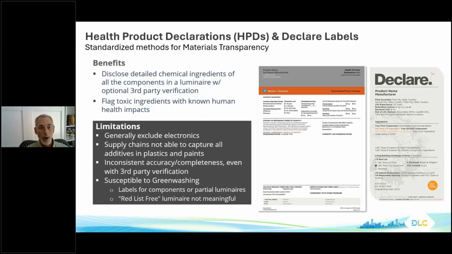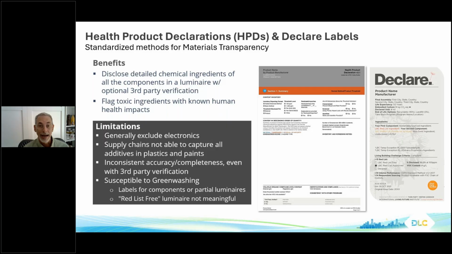First of all, while these are very good and comprehensive for certain categories of building products like, let's say, carpet, wall coverings, and such, they're not that comprehensive for electronic products like luminaires, because they generally exclude the impact of the chemical ingredients used in electronics. There's exemptions that allow exclusions. Another limitation is that we know from our work that supply chains are not yet able to capture all of the additives that are used in plastics and paints.